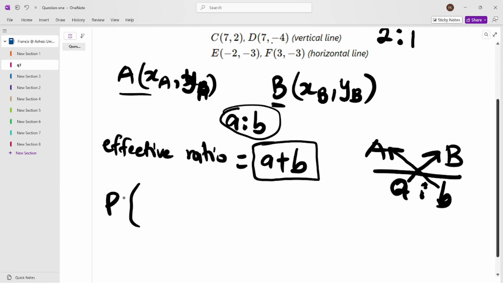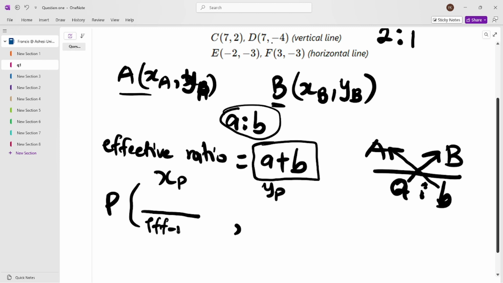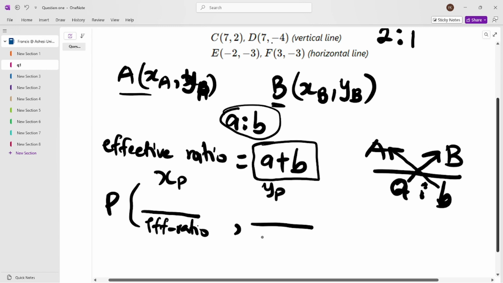That's what we are going to have here. So here we know that this particular P is going to have an X value and a Y value. So for the X value, let me put X of P here, and Y of P will be somewhere here. At the bottom is where you put the effective ratio. Effective ratio is what you put at the bottom as a fraction. That will be the denominator of each work that you are going to do.